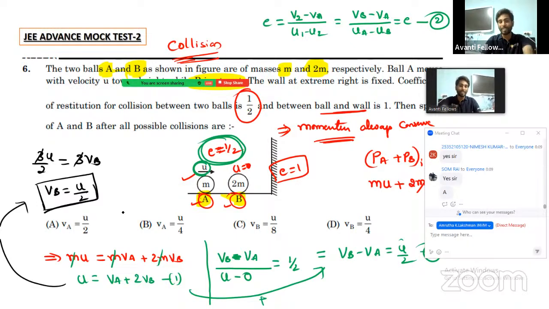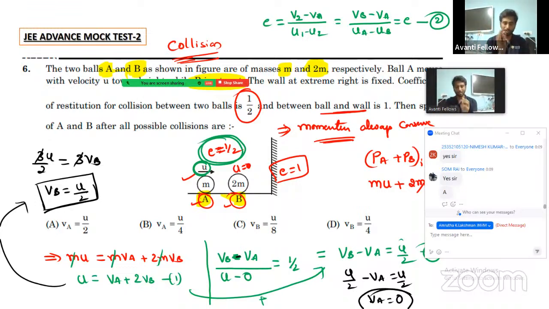Next, you have to find VA. For VA, put this VB answer into equation 1, or any equation wherever you want to keep it. What is the value of VB that we got? U/2 minus VA is equal to U/2. I put it in this equation, look, U/2 gets cancelled. Hence the VA value will become 0.